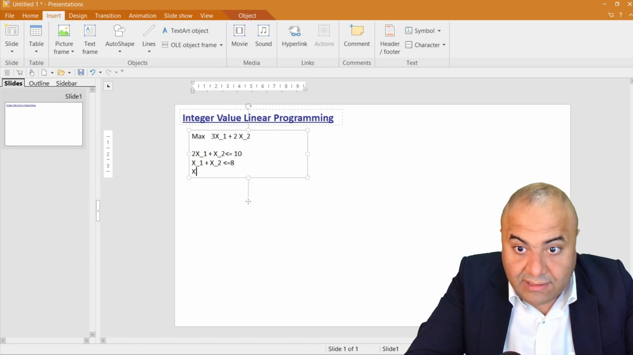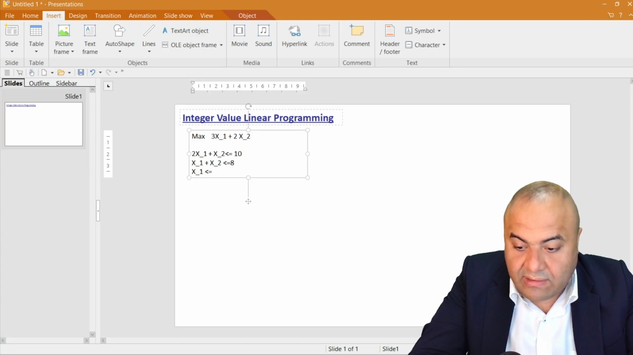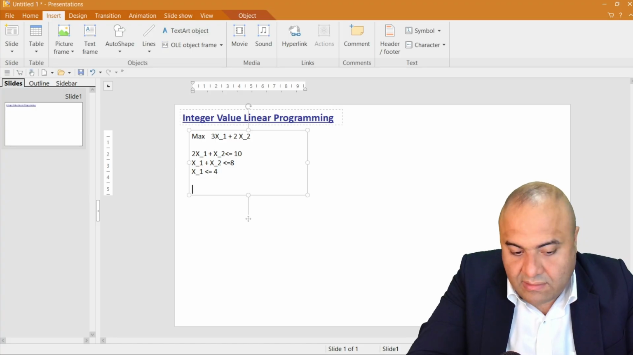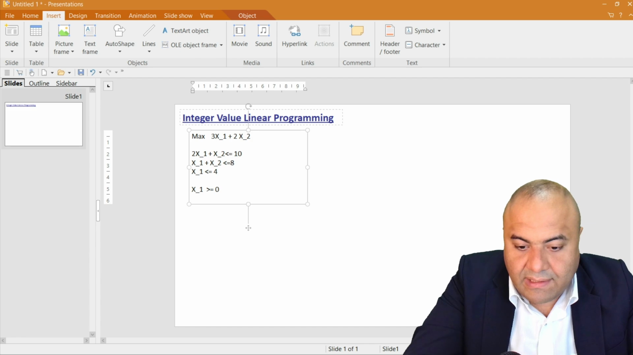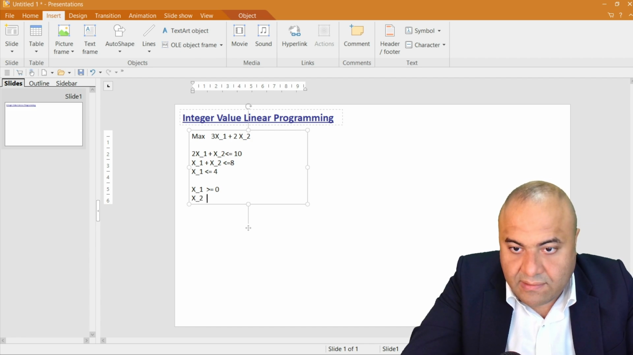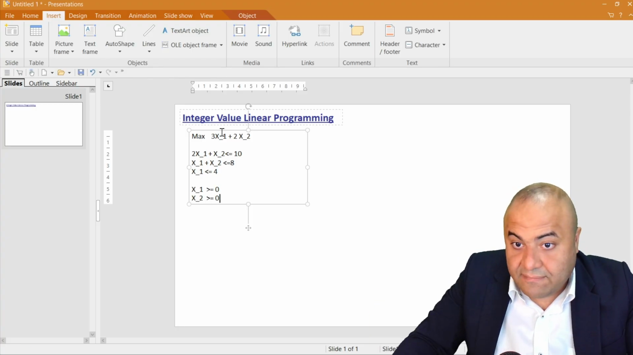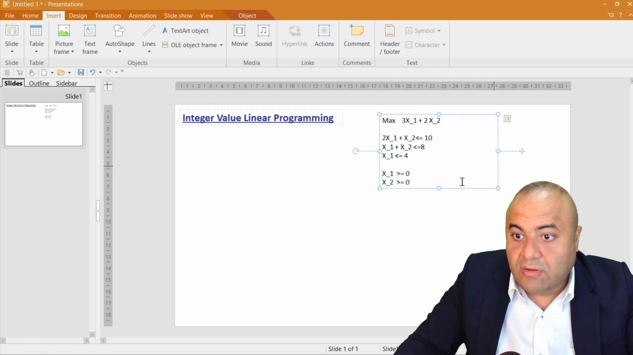We have x1, let's say we don't want it to be more than 4, and x1 is more than or equal to 0. X_2 is also more than or equal to 0. That means they are all positive numbers. So we can see here, this is our problem we're trying to solve.